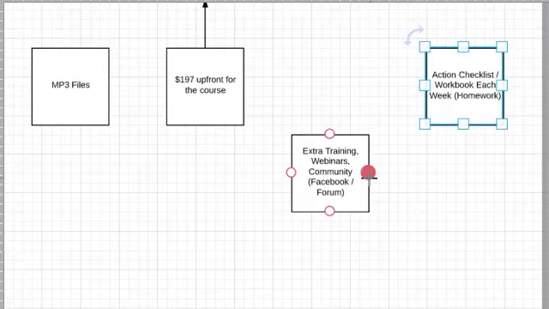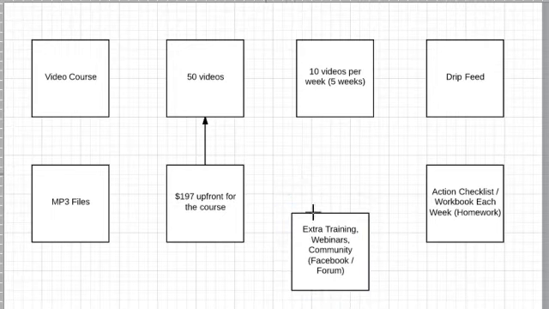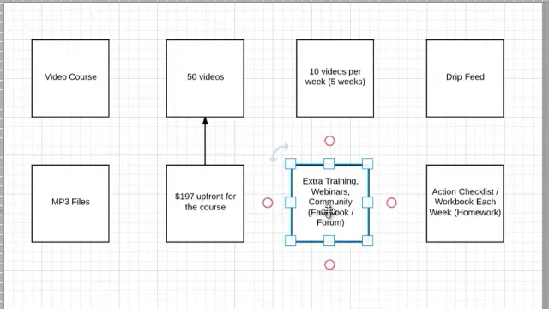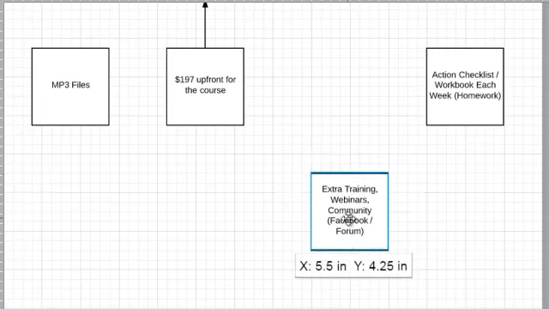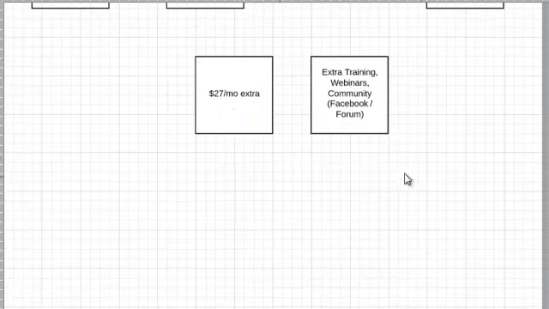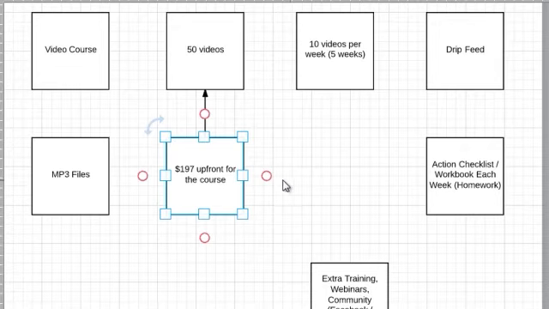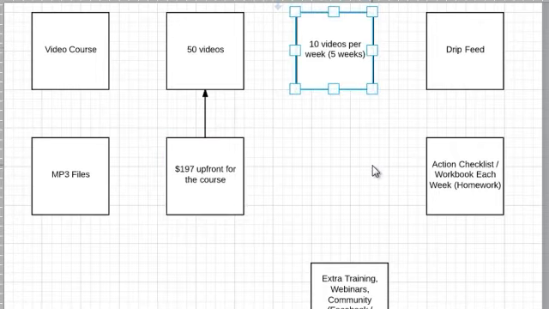The forms are a little bit more difficult because you have more information, but as you can see here, let's just do $197 and then $27 per month. So we're going to tack that on. Essentially what is happening here is we have a $197 upfront course. They're going to get all of the 50 videos, but they're going to get it on a weekly basis.